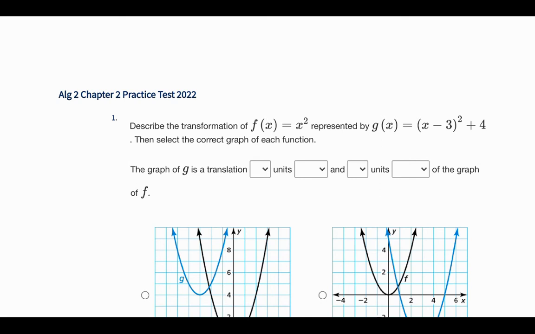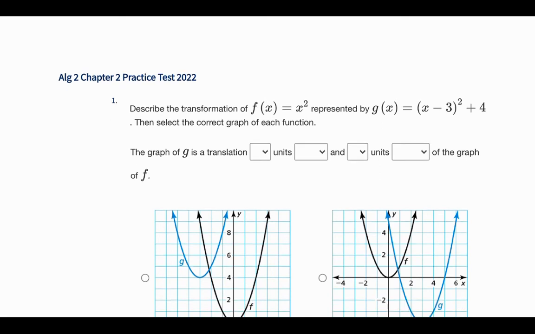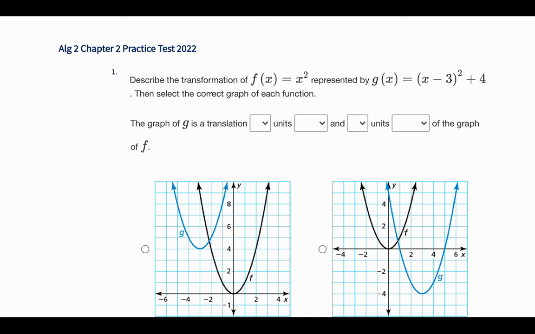Right, so this is the practice test for chapter 2. Problem 1 says describe the transformation of f of x is equal to x squared represented by g of x is equal to (x minus 3) quantity squared plus 4, then select the correct graph of each function.